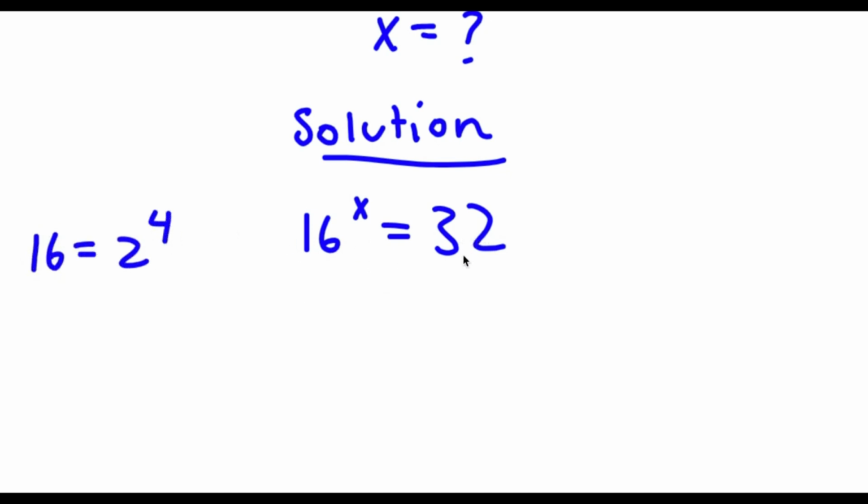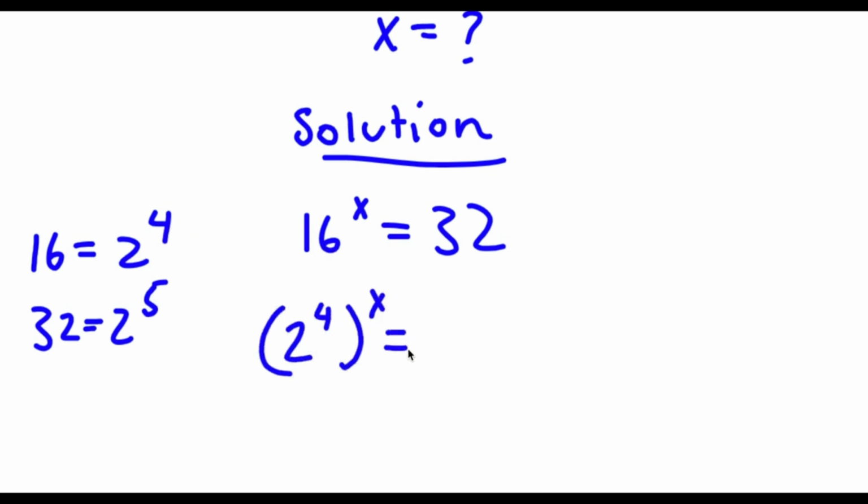And 32, since we want to make both of these the same base, I need to find what power of 2 makes 32. Well, 2 to the power of 5, this is going to be double of 16, and double of 16 is 32. So 32 is equal to 2 to the power of 5. So now if I replace 2 to the power of 4 for 16 and 2 to the power of 5 for 32, I get 2 to the power of 4 to the power of x is equal to 2 to the power of 5.